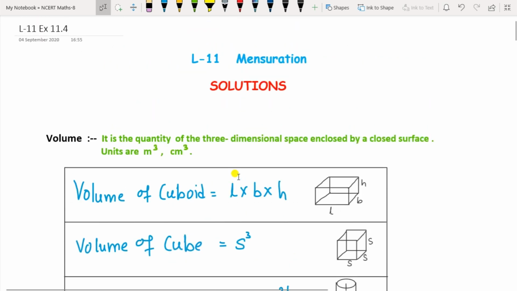So in this exercise we are going to see what is volume. The quantity of three-dimensional space enclosed by a closed surface is called volume. Units are meter cube and centimeter cube. If this is a cuboid, whatever quantity is in the cuboid box is called volume. So volume of cuboid is given by the formula L into B into H.